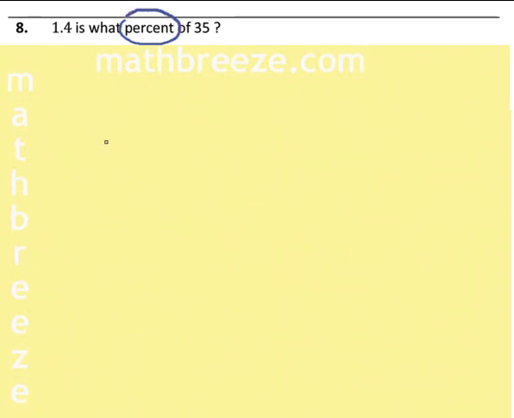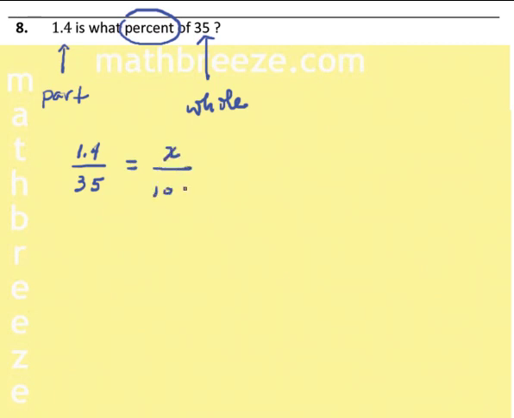Here again, we're finding a percent. So we're saying 1.4 is what percent of 35. So again, 1.4 is the part, and 35 is the whole number. And we're going to do part over whole. 1.4 over 35 is equal to x over 100. So we're using this little equation again.